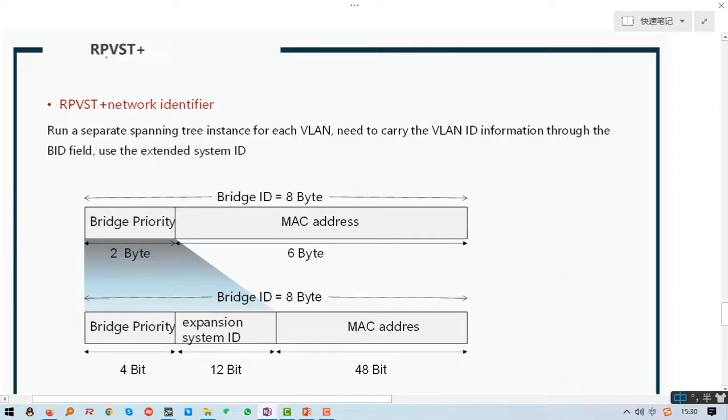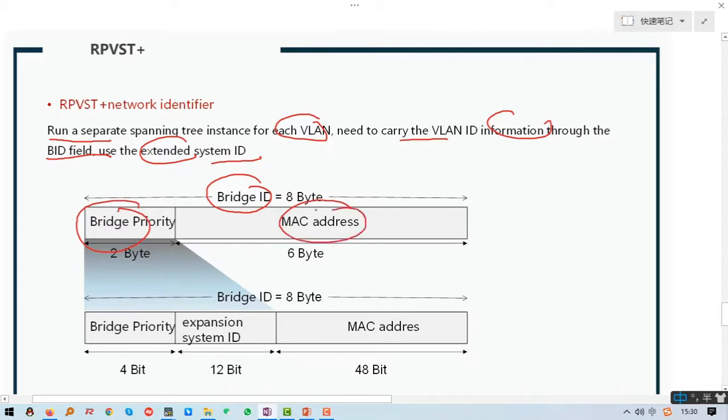And RPVST plus generates a spanning tree instance for each VLAN. It needs to carry the VLAN ID information through the BID field. It uses the extended system ID, and the bridge ID contains the bridge priority and MAC address.